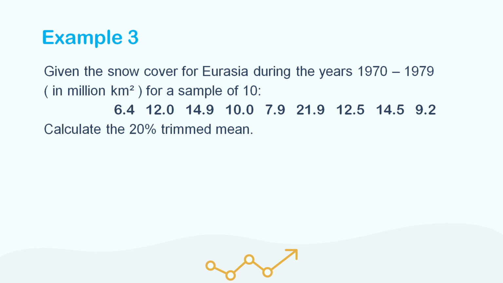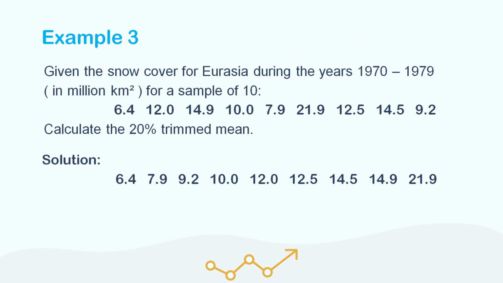Third example, given the snow cover from Eurasia during the years 1970 to 1979, that is in million square kilometers. For a sample of 10, so we have these values 6.4, 12.0, and so on and so forth, up to 9.2. Calculate the 20% trimmed mean. So first, we are going to arrange as usual. And so for P, 20% of M, which gives us 0.2 times 9 because there are 9 items there.